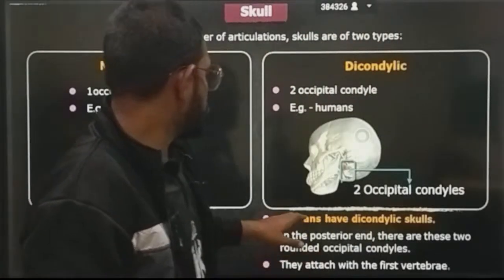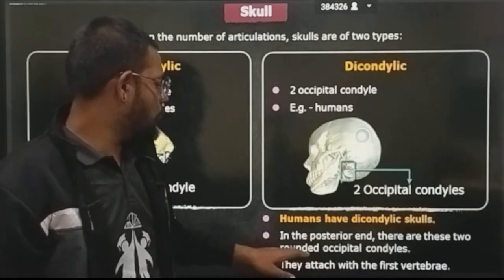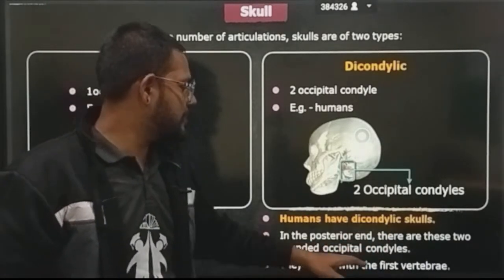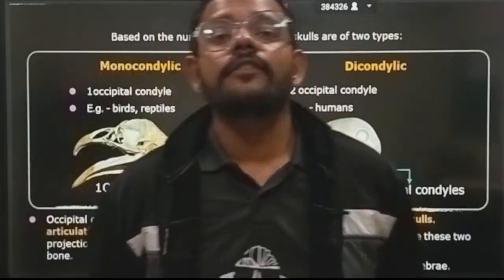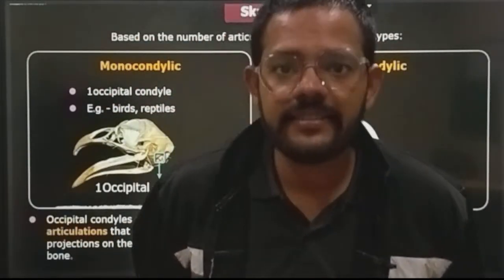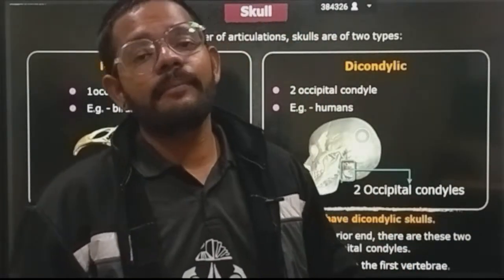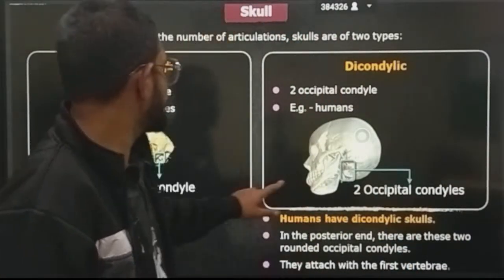Next, humans have a dicondylic skull. In the posterior end there are two rounded occipital condyles, which attach with the first vertebra. The first vertebra of the human vertebral column, that is your atlas, is bound with these occipital condyles and makes a joint.